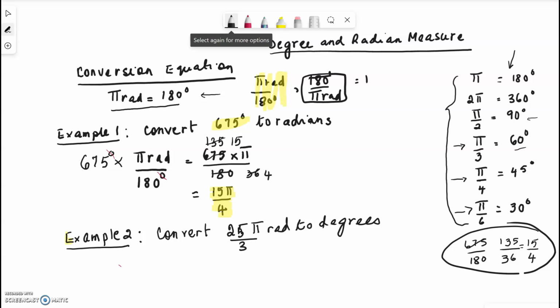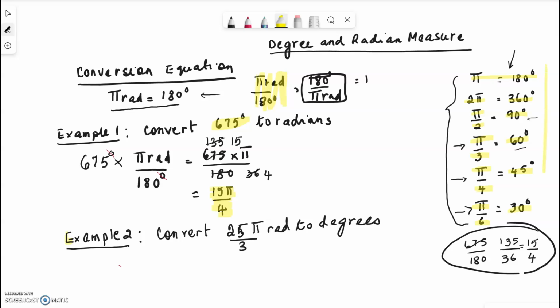And based on that, you have to know these relationships where you have pi equals 180 degrees, which is your standard relationship. 2 times pi is 2 times 180, which is 360. Pi over 2 is 180 divided by 2, and that's equal to 90. 180 divided by 3 is 60 degrees. 180 divided by 4 is 45 degrees. 180 divided by 6 is 30 degrees.